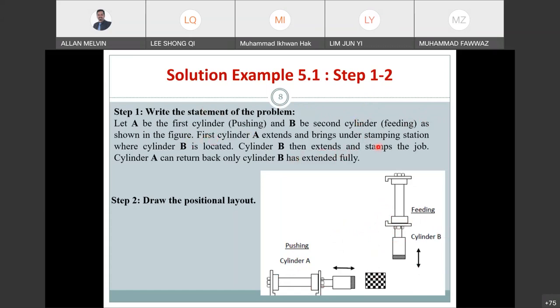So cylinder B then extend and stamp. First cylinder A extend and bring the workpiece under the stamping station where the cylinder B is located. Meaning you letak something here, your cylinder will extend, it will push to this zone. Then it will hold the workpiece. Then the B then extend and stamp the job. Yani dia can extend, do the stamping work. Then the A then return back. Cylinder A can return back only after cylinder B has extended fully. There is something wrong with this.